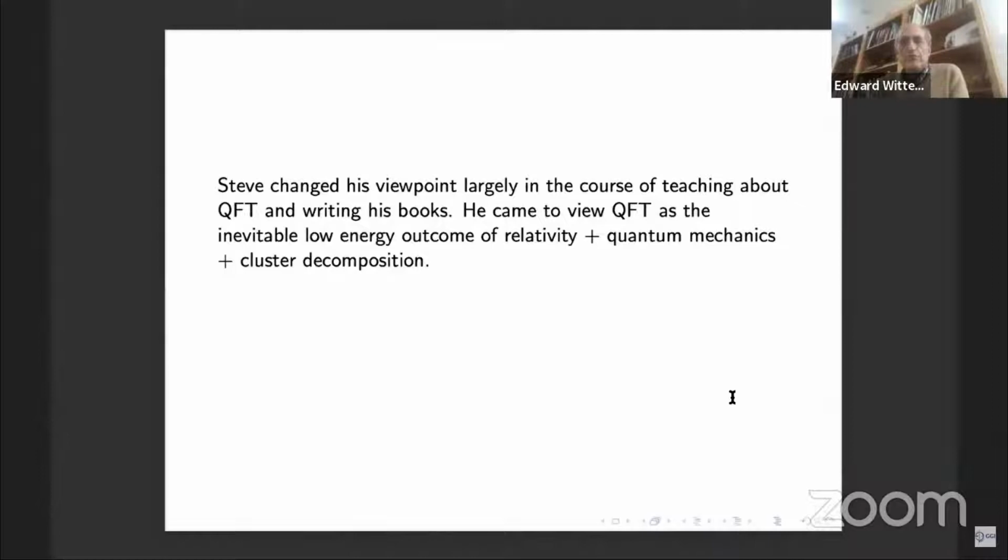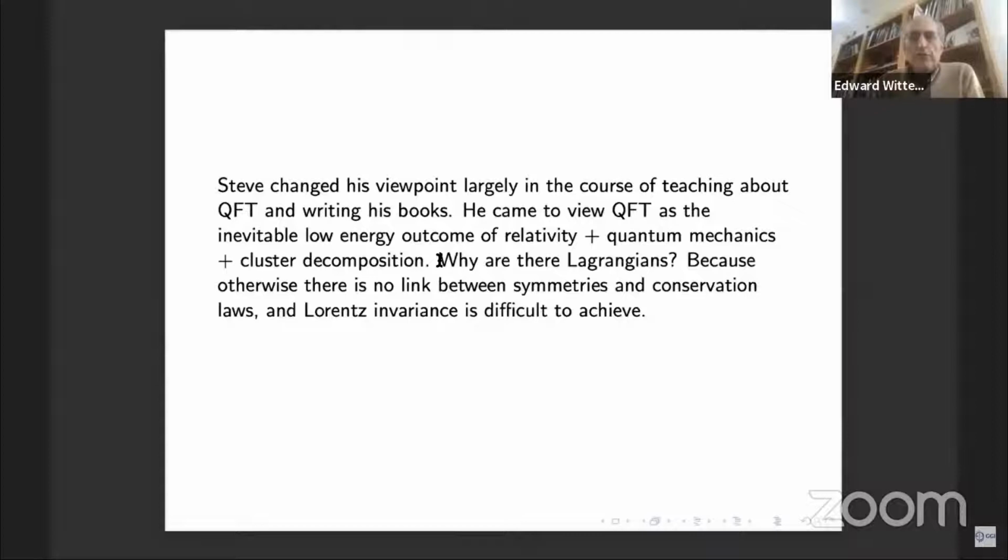So quantum mechanics means that you're going to have a Hamiltonian, a Hilbert space and a Hamiltonian acting on it. But relativity, well, okay, why is the Hamiltonian built as an integral of local operators? Because there has to be another Hamiltonian in a different Lorentz frame. And if you want Hamiltonian quantum mechanics to be relativistic and satisfy cluster decomposition, he claims to show that the Hamiltonian has to be the integral of local operators. So you get the structure of quantum field theory. Why are there Lagrangians? Because otherwise there's no link between symmetries and conservation laws, and Lorentz invariance is difficult to achieve.